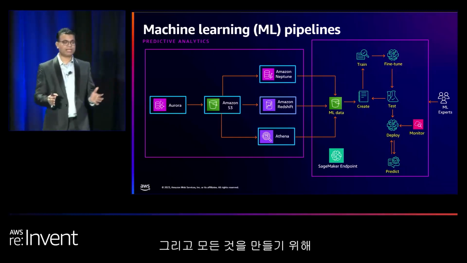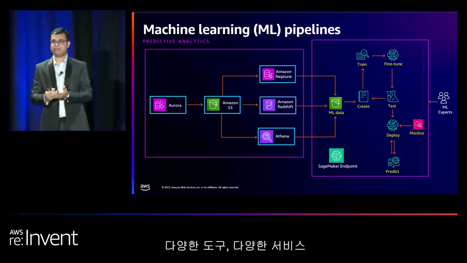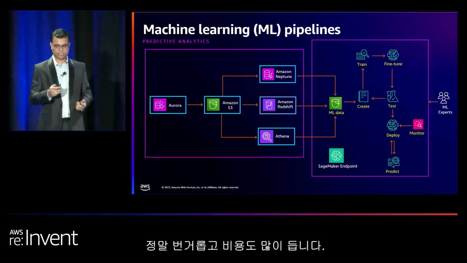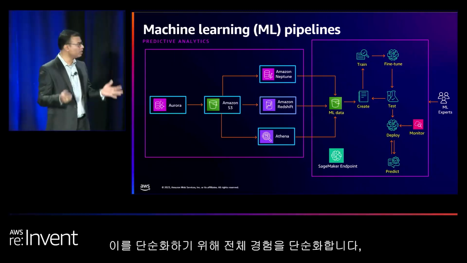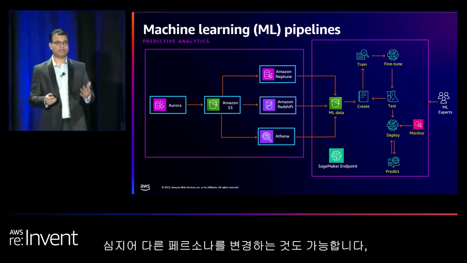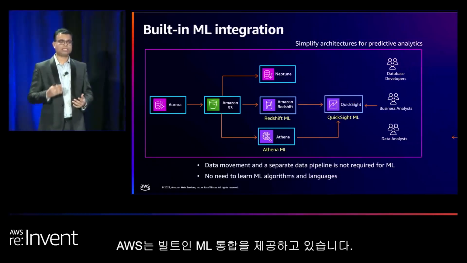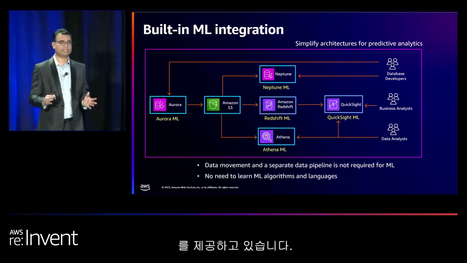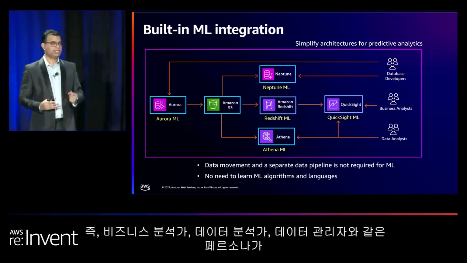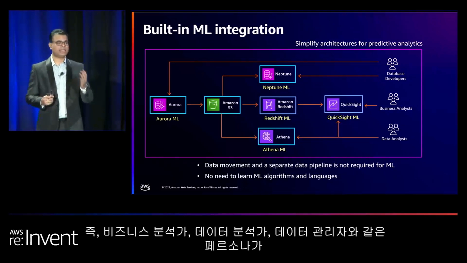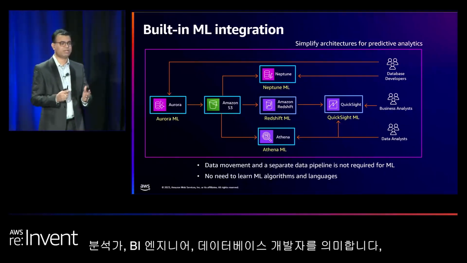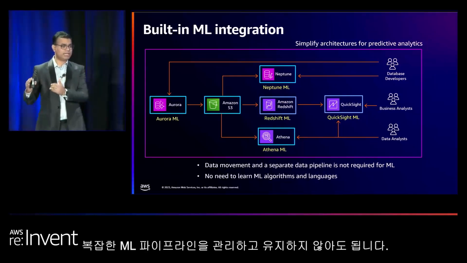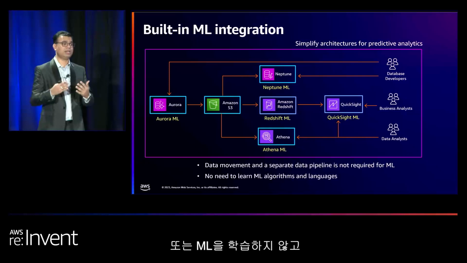And to make everything, there are different tools, different services that you need to stitch together, which is really cumbersome and even an expensive process. To simplify this whole experience, even to change the different persona, AWS is providing built-in ML integration across multiple data services. So it means personas like the business analyst, data analyst, BI engineer, database developer, they can take the benefit of ML without managing and maintaining a complex ML pipeline or without learning ML.